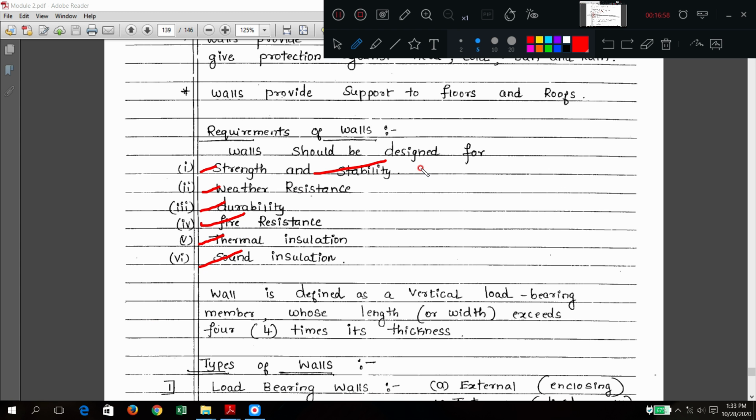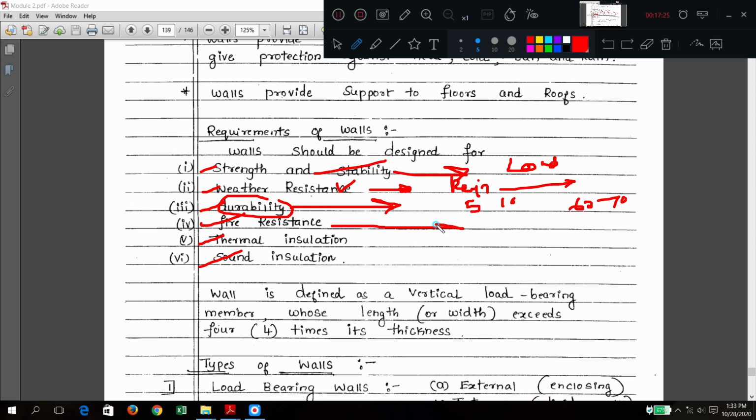Strength and stability means what? They should be very strong to resist the loads coming on them. Weather resistance means outside rain is there, so rainwater should not get inside. Durability means within 5 or 10 years you should not lose its strength; at least 60 to 70 years it should last. That is called durable. Fire resistance means during a fire accident, they should not catch fire easily.